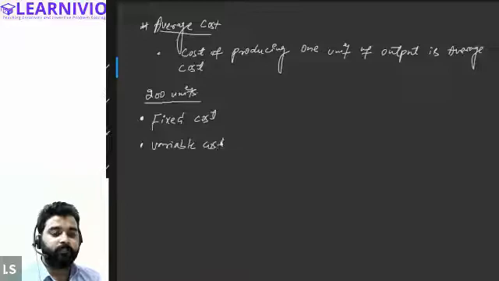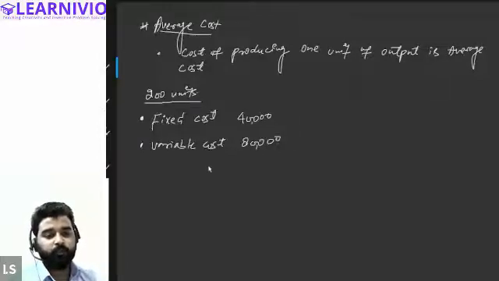Okay. So let's assume the value of the fixed and the variable cost. Let's assume that currently we are spending 40,000 as the fixed cost. And for producing 200 units of output, we are spending 80,000 as the variable cost. So can you tell me what will be my total cost for producing 200 units of output? 1,20,000 will be my total cost, correct?